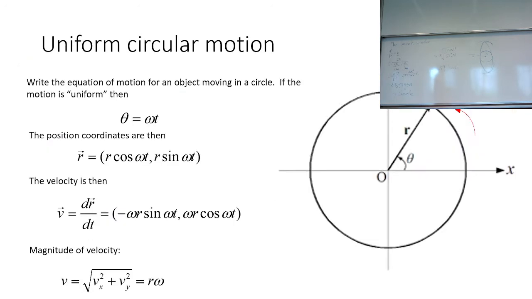Okay, and then we did this one. And then I think this is where we got up to. So this is a slightly different type of movement, you might say. Uniform circular motion. This is basically anything that is just going around in a circle.